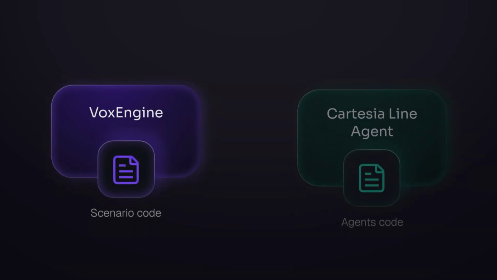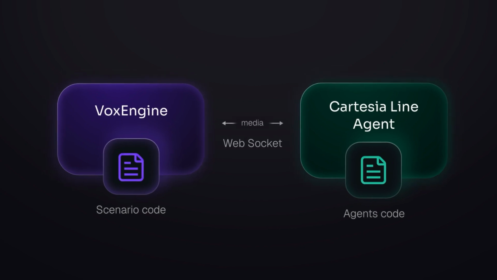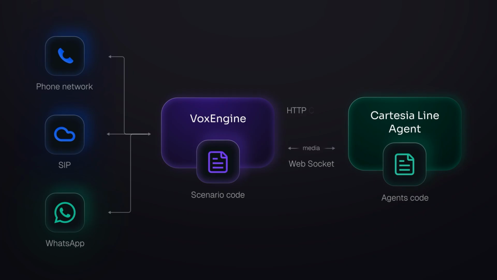Both VoxEngine and Cartesia Line are serverless environments where you load code that runs in the cloud. Once a call is initiated, VoxEngine uses the Cartesia WebSocket interface to interoperate media between one or more communications networks and the Cartesia voice agent. In this example, we will use Voximplant's HTTP request interface to coordinate control between the agent and VoxEngine.